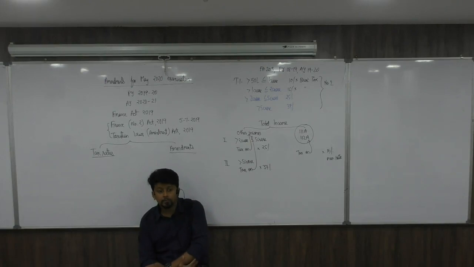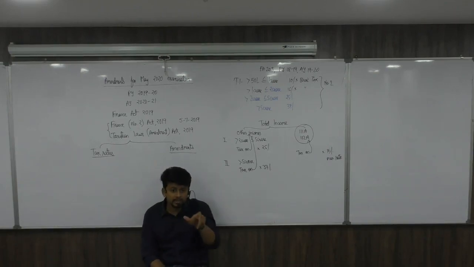It becomes taxable for the receiver. Then you may remember this also: along with no consideration, there was also the concept of inadequate consideration. If the market value minus consideration, if that difference exceeds 50,000, then the amount becomes taxable. I don't know if you remember the specifics.